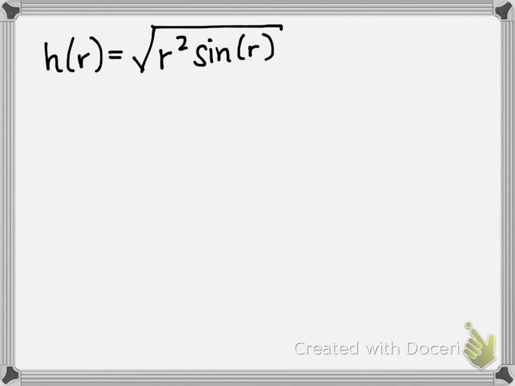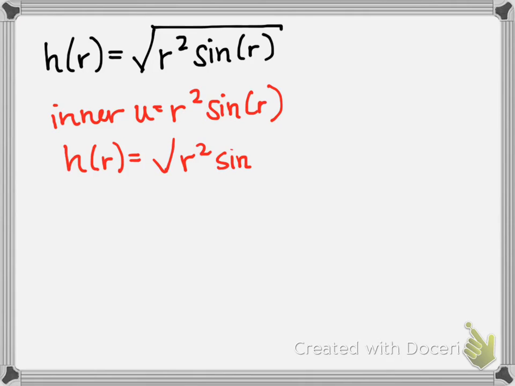Alright, so now let's go ahead and use the chain rule combined with some other rules. Let's take this function, h of r equals the square root of r squared times sine of r, and go ahead and find its derivative. Our inner function, u, is equal to r squared times sine of r. To find our outer function, we rewrite h of r as the square root of u. Instead of r squared times sine of r, we write u, so we get the square root of u.